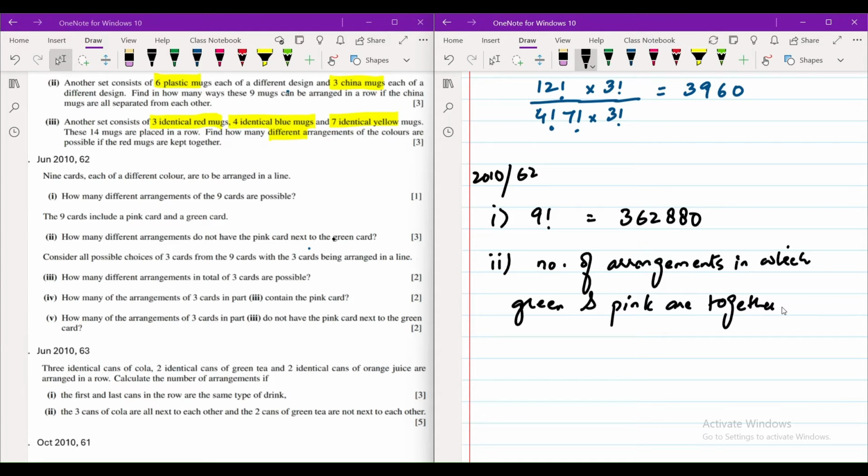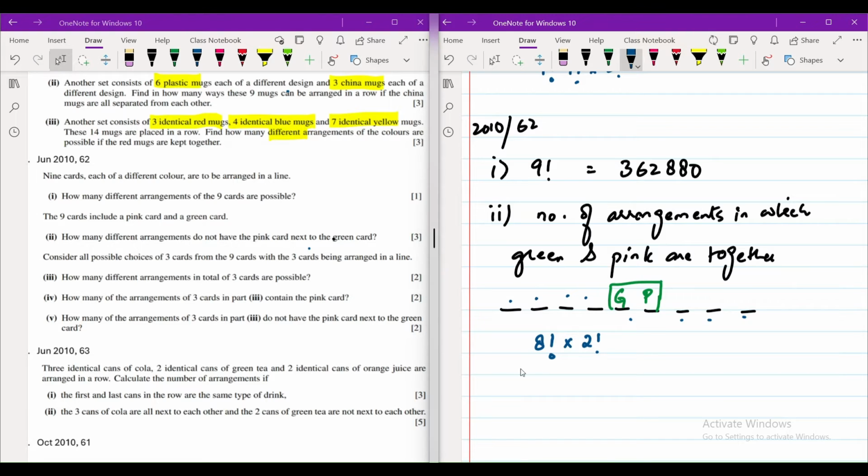So we have 9 cards, right? So 1, 2, 3, 4, 5, 6, 7, 8, 9. And green and pink are together. So how much we can make? 1, 2, 3, 4, 5, 6, 7, 8. 8 units times by 2 factorial units for the green and pink interchange.